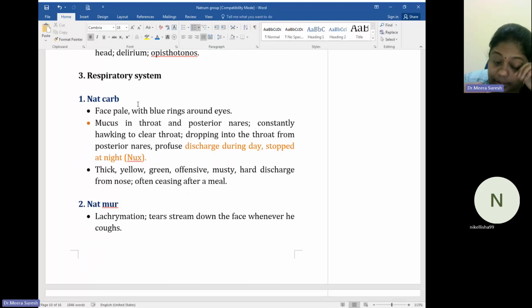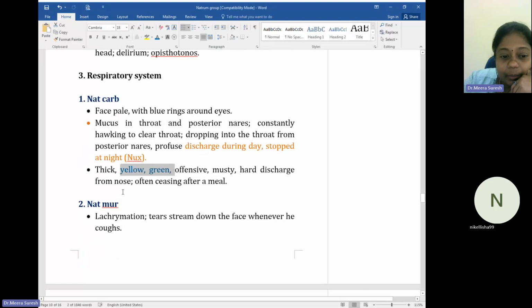Then thick yellow-green offensive musty discharge. The discharge, how they express it, is either yellow-green. And whenever green color is shown, I have told you it shows the psoric, sycotic, syphilitic, psychosyphilitic miasm. So the green offensive musty discharge from the nose, often ceasing after a meal.